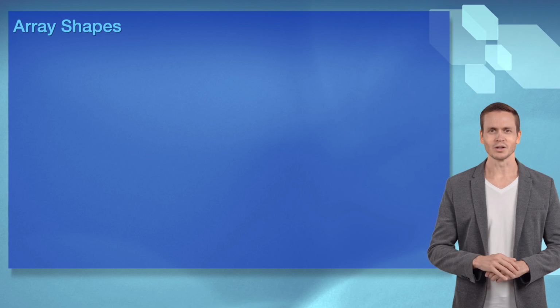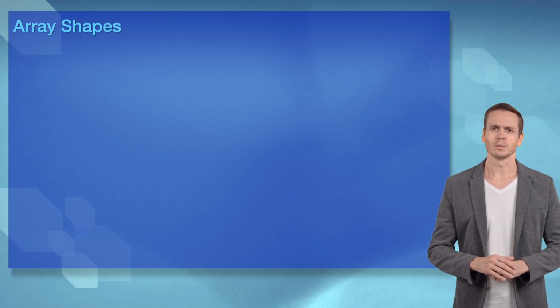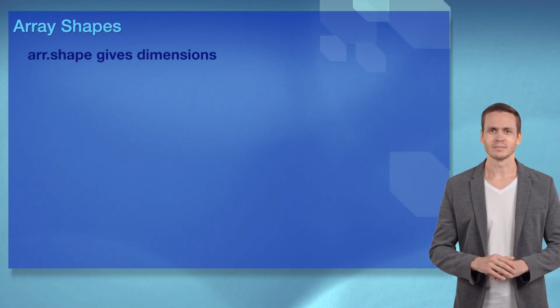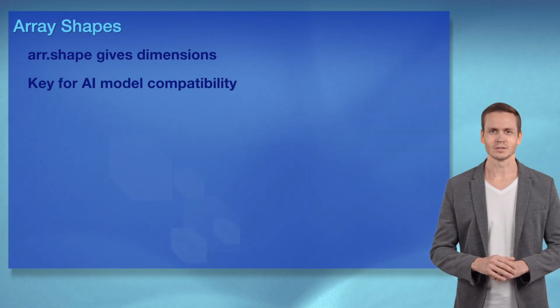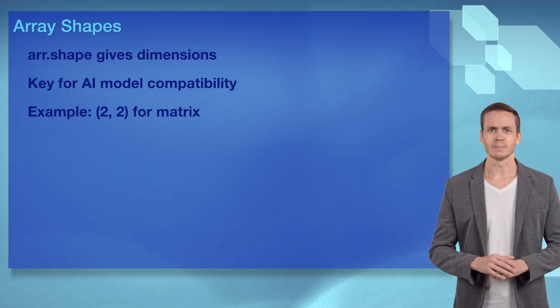Wizards, arr.shape tells you the size of your array, like (3,) for a 1D array or (2, 2) for a matrix. It's critical for AI to ensure data fits models. I'm dropping this shape knowledge like a NumPy mic drop.